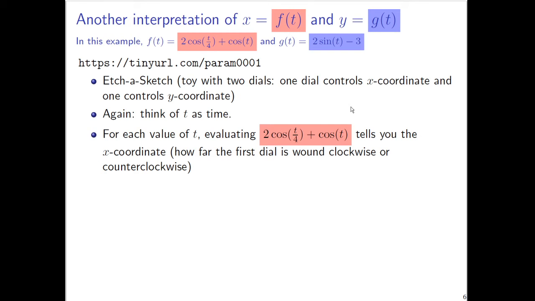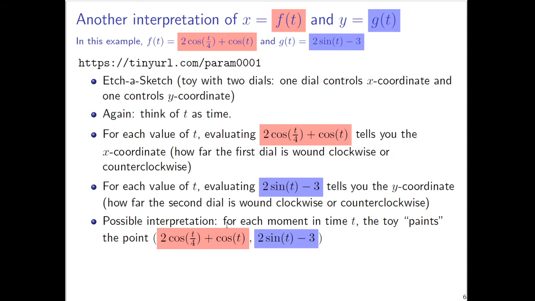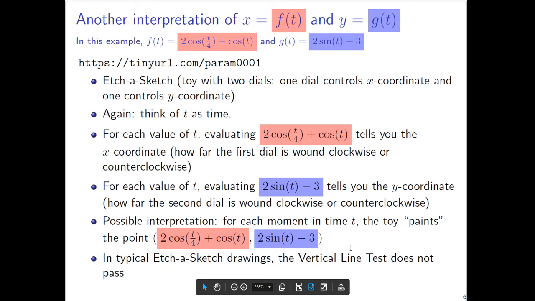So again, you have t as being time, and this first formula is what tells you the x-coordinate, or rather it tells you how far that first dial might be wound clockwise or counterclockwise. And for each value of t, this second formula, 2 sine t minus 3, tells you the y-coordinate, and back to the Etch-a-Sketch interpretation, this would be how far the second dial is wound, whether clockwise or counterclockwise. And so the interpretation here would be that each moment in time, t, the toy paints a specific point, and that point again would be just the same as where the bug would have been located.